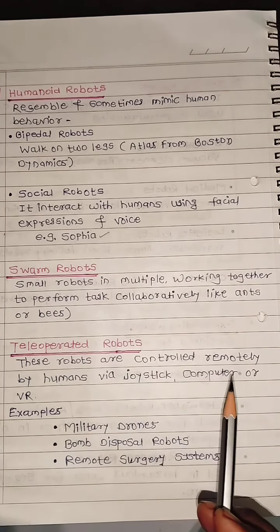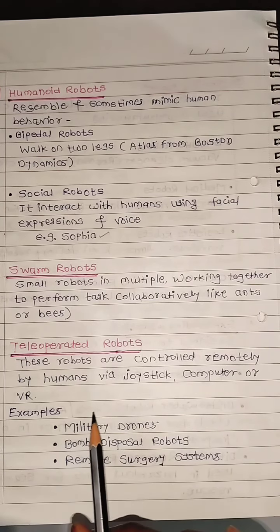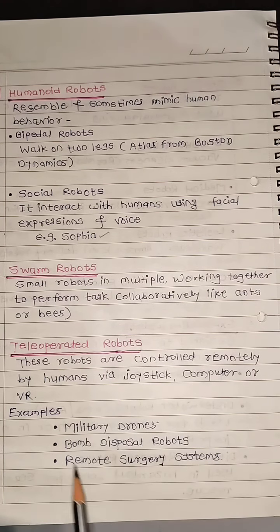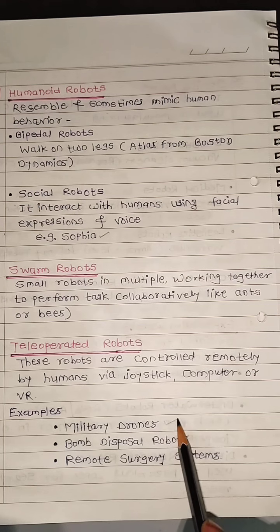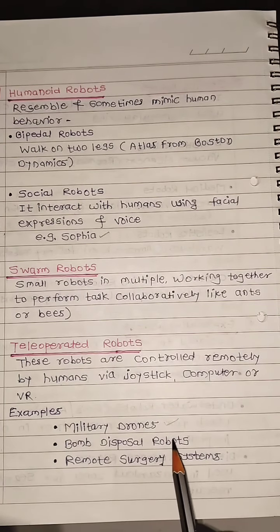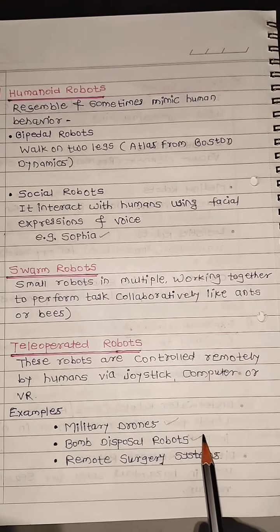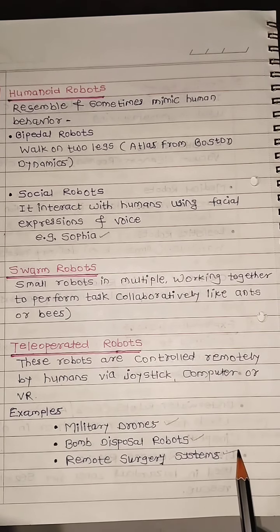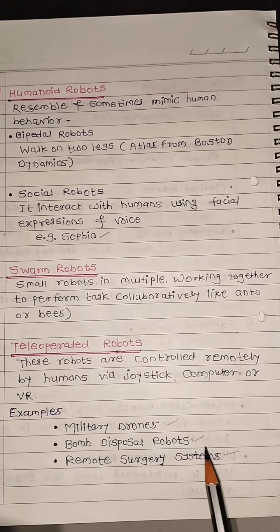These robots are controlled remotely by humans via joystick, computer, or VR system. So these are teleoperated robots. Here are some examples of teleoperated robots. The first one is military drones. As we know, military drones can be controlled by human beings. Then bomb disposal robots. If a bomb is detected, there is a need to dispose of that particular bomb, so bomb disposal robots are also in use nowadays. Then the next one is remote surgery systems. In remote surgery systems, teleoperated robots can be used.